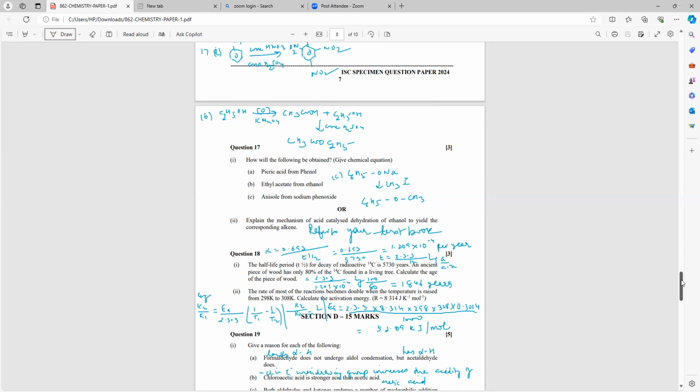Second, the rate of the reaction becomes double. So K2 upon K1 will be equal to 2. So the formula I have written, I have substituted the values. The answer is 52.89 kilojoules per mole.